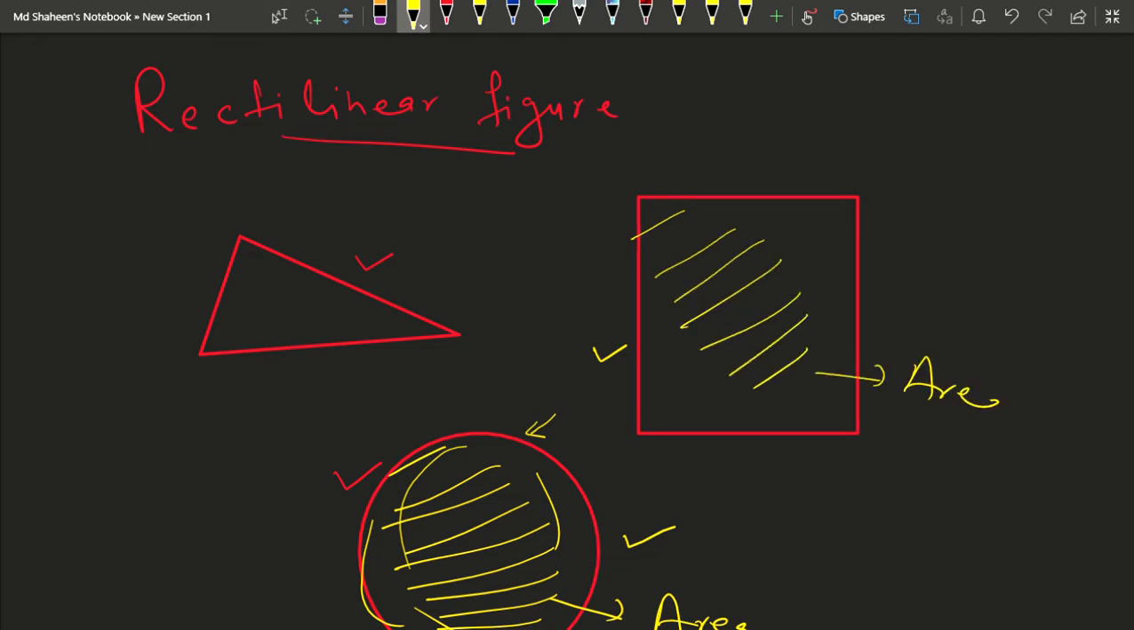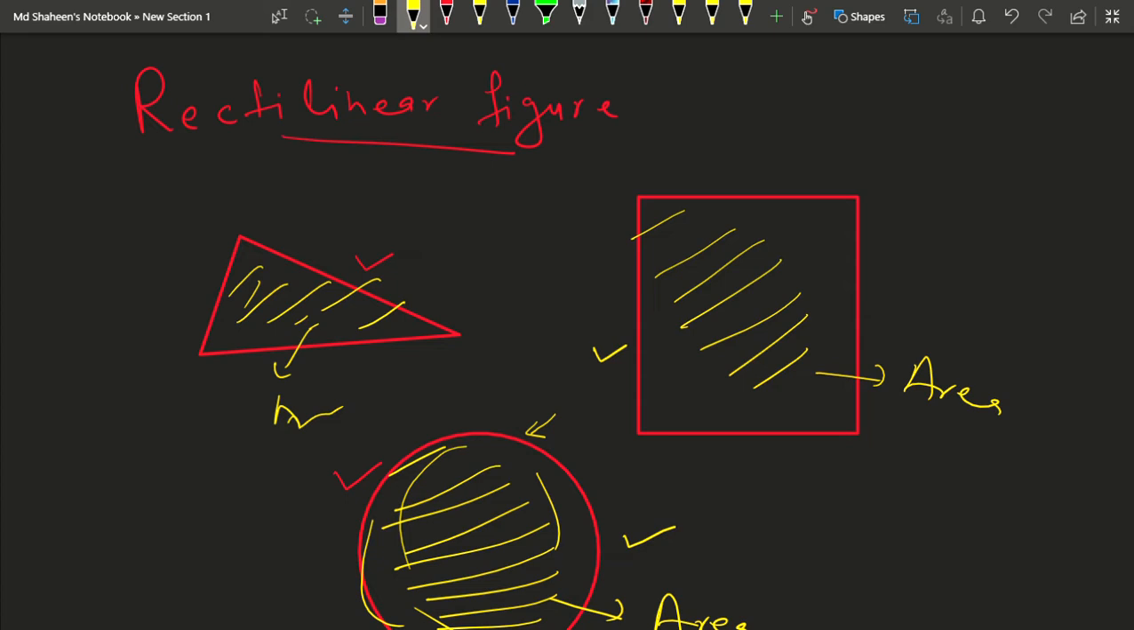Same way, this part inside this will be the area of this figure. So how will you define area? The part of the plane which is enclosed by a simple closed figure is called a plane region, and the magnitude of a plane region is called its area.